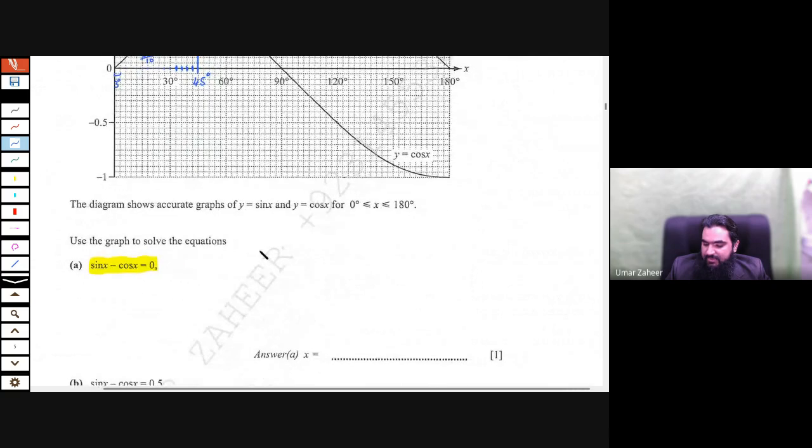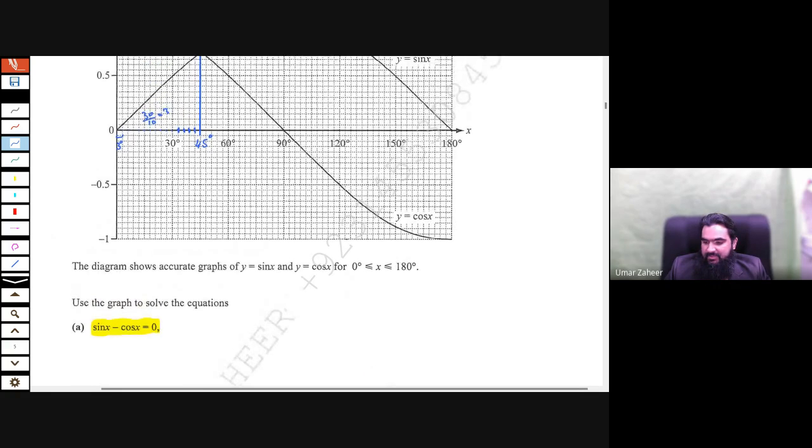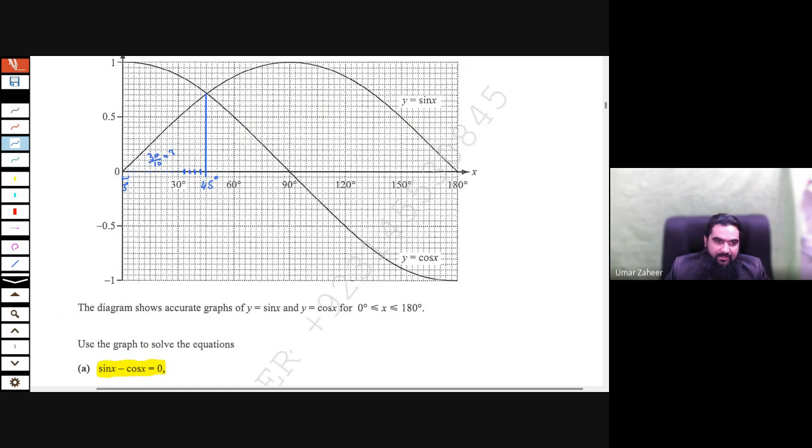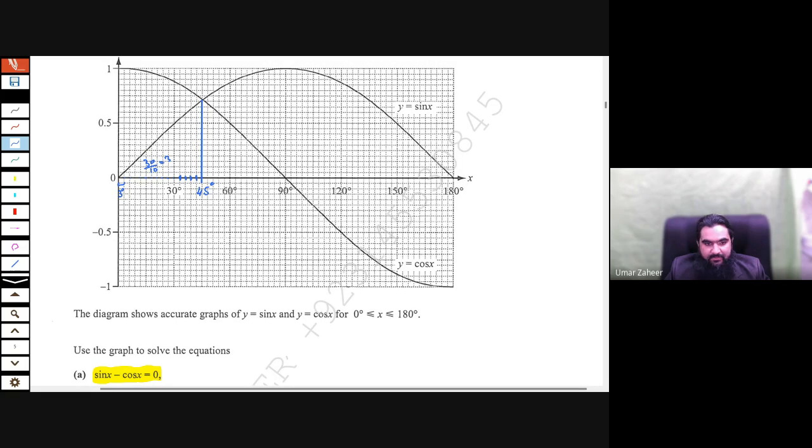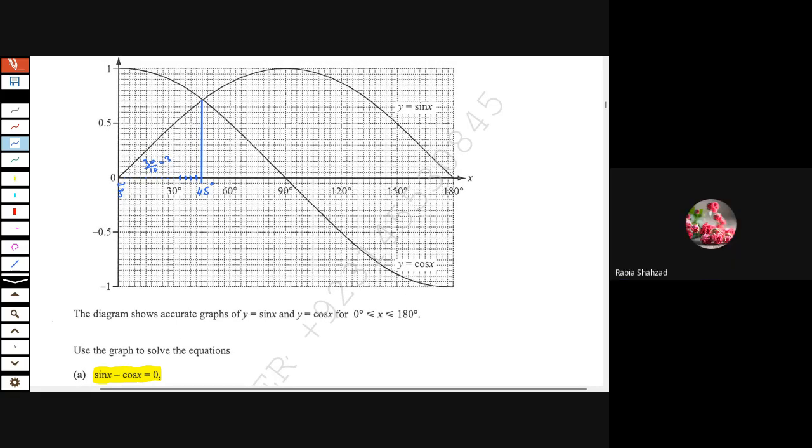So at x is equal to 45, the value of sine and cos is the same. So you will take the difference, and that will be 0. Is it clear, everyone? Yes, sir.